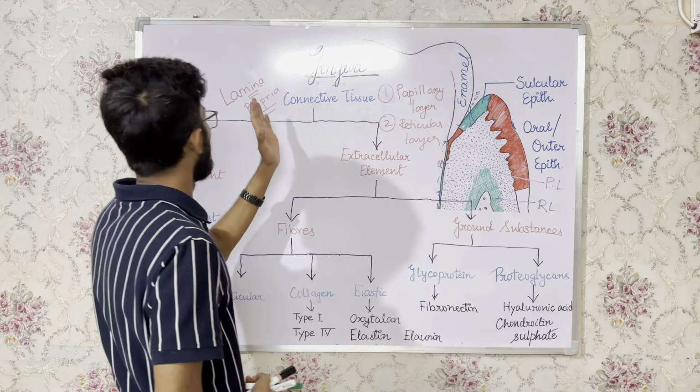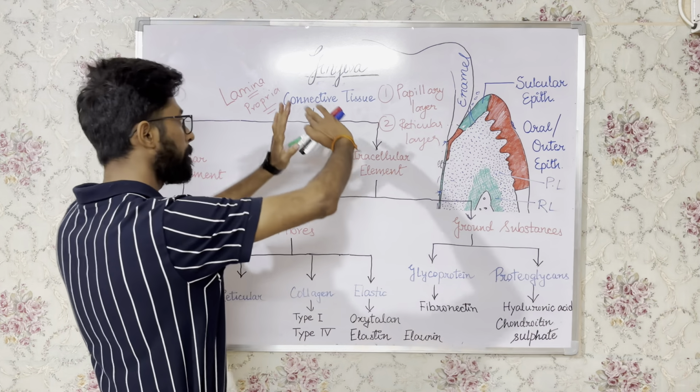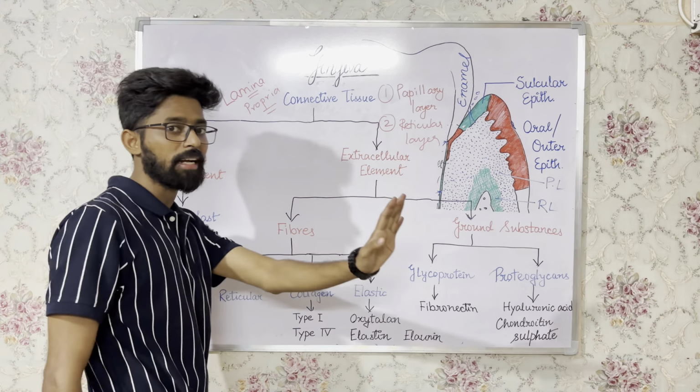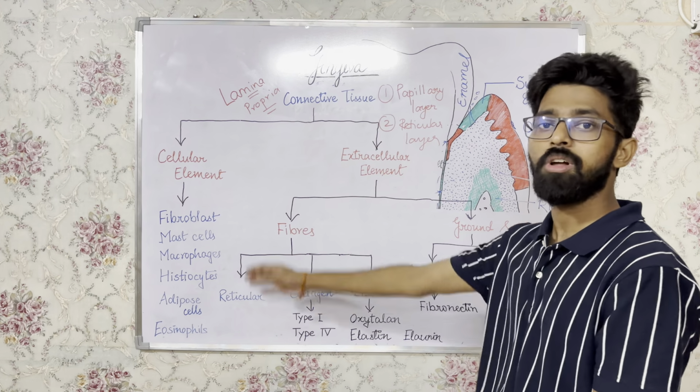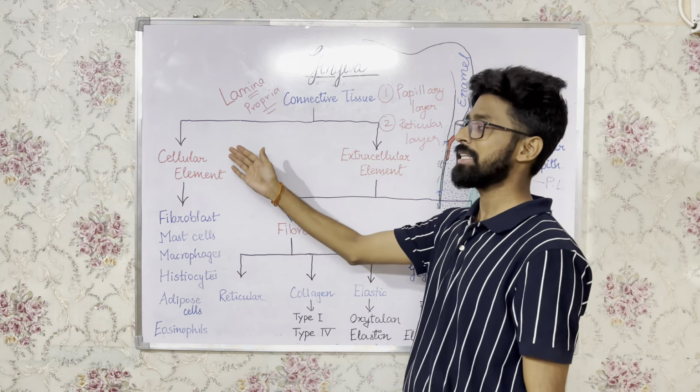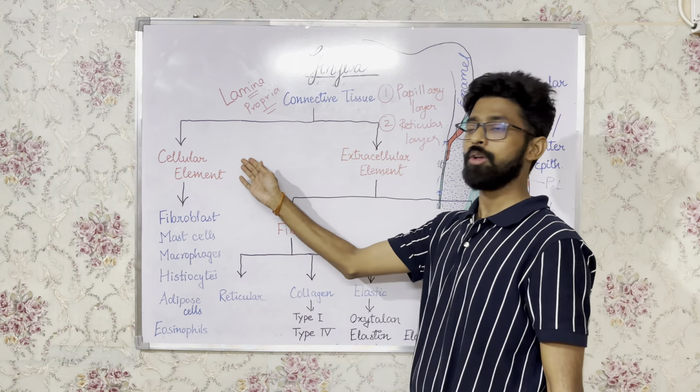So, lamina propria is the name of the connective tissue. It is divided into 2 layers, papillary layer and reticular layer. Now coming to the brief of this entire connective tissue, how you will study it. Connective tissue is studied under 2 headings. One is the cellular elements and then there are the extracellular elements. So under cellular elements, what are the cellular elements present in this connective tissue?